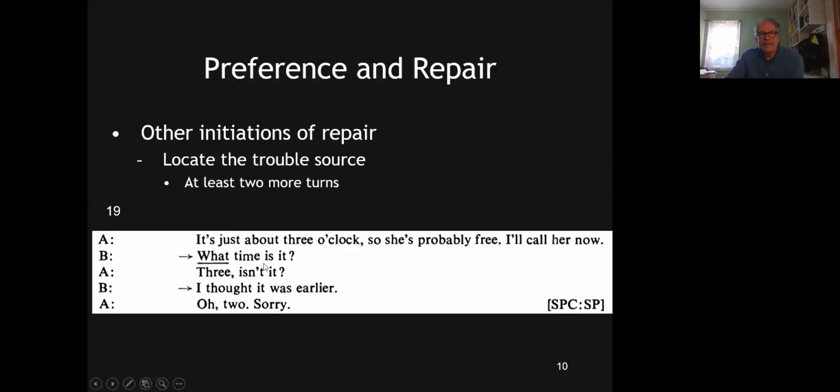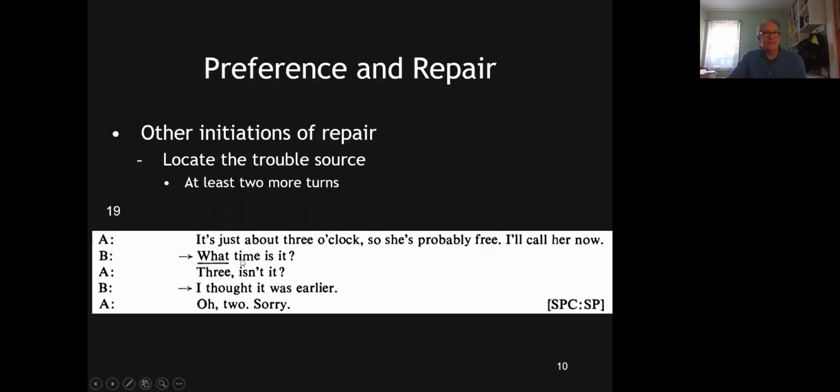And then B points to there being some trouble source by starting a repair. What time is it? And the person responds 3. And then B again says, oh, I thought it was earlier. And then A says 2. So it's the self who eventually produces the repair.